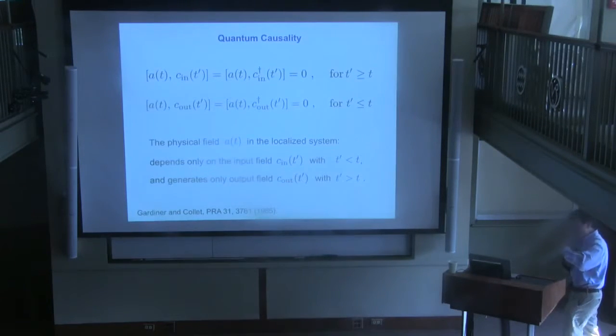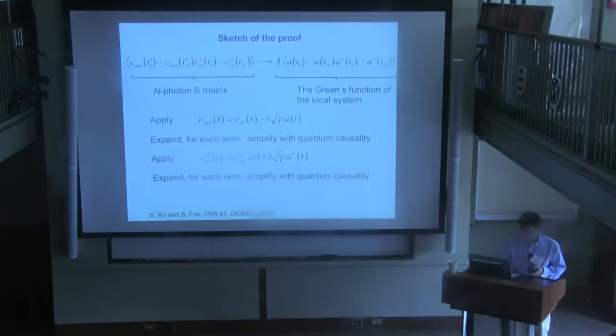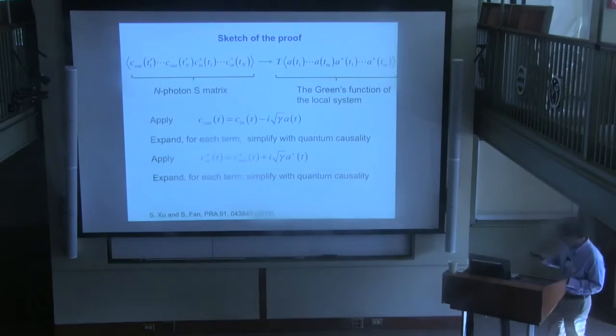Now, this comes out of causality, and it is generally applicable and completely independent of the details of the local Hamiltonian. So with this, you can, in a few lines of very simple algebra, decompose the n-photon scattering matrix into the Green function of the local system. What you essentially do is you start with the output operator. You use the input-output relation to write it as a linear superposition of the input operator and the local field operator. Now then you expand.